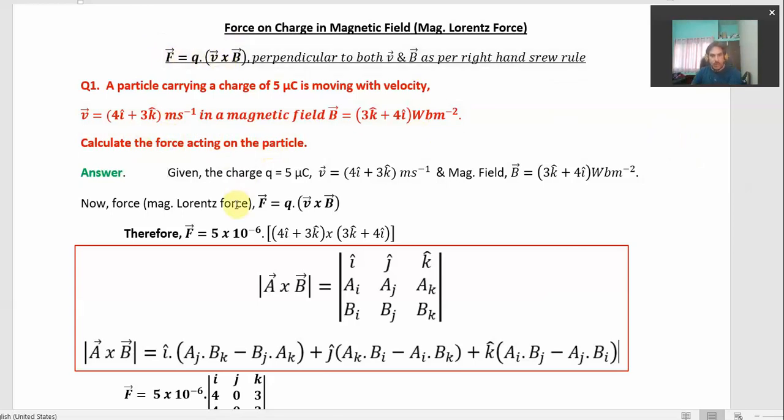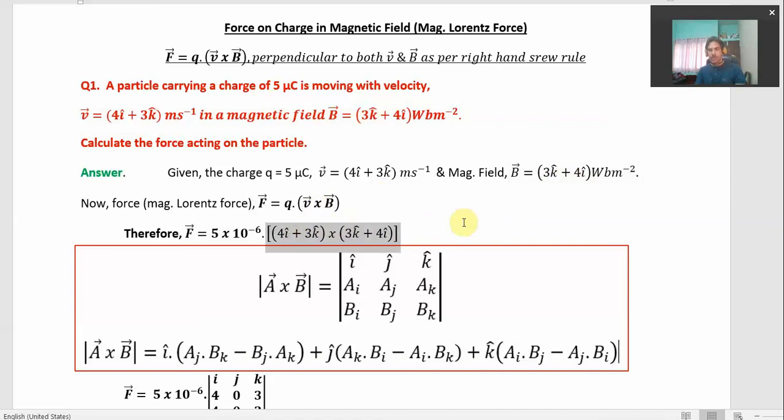Now we substitute the values of velocity, charge and magnetic field in this expression for the force, which is what we are asked to calculate. Putting in the values, the charge is 5 microcoulomb, so we write it as 5 into 10 to the power minus 6, into V, which is 4i plus 3k, cross, it is a cross product here, the magnetic field 3k plus 4i.